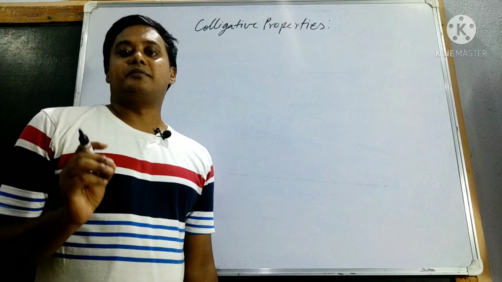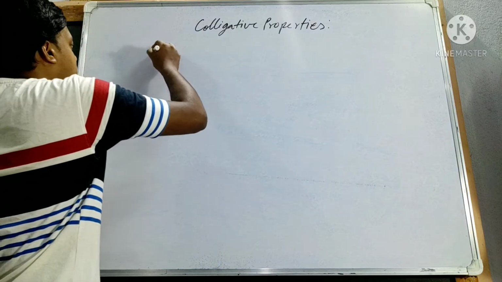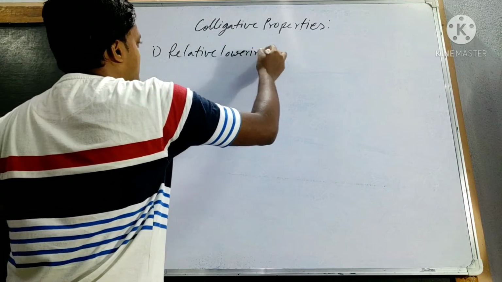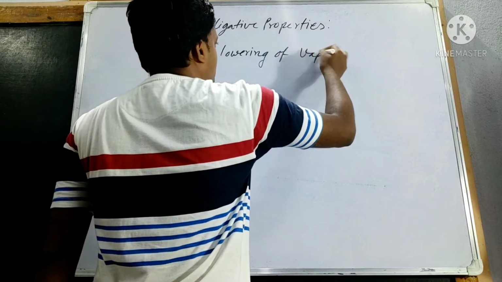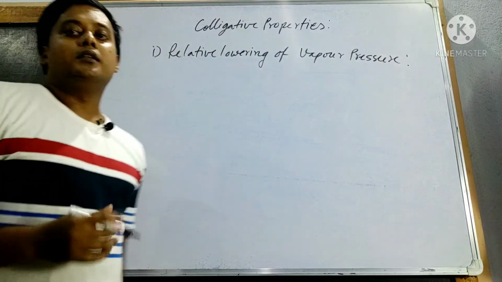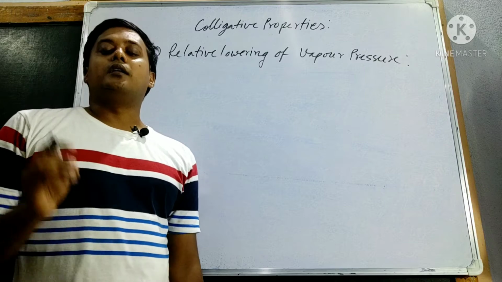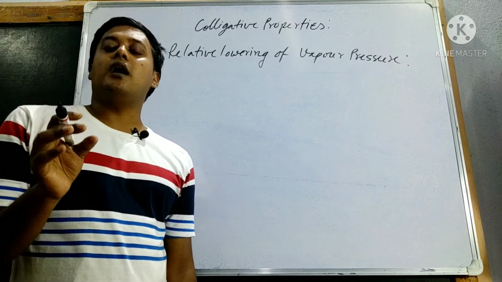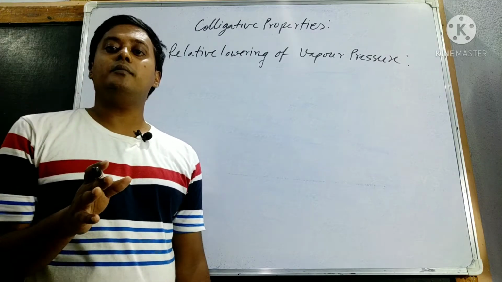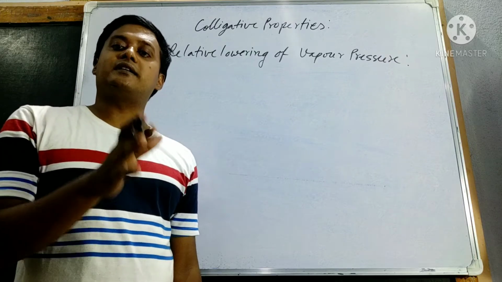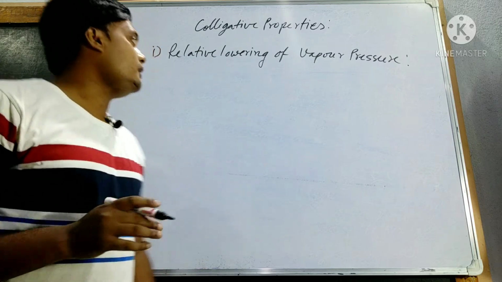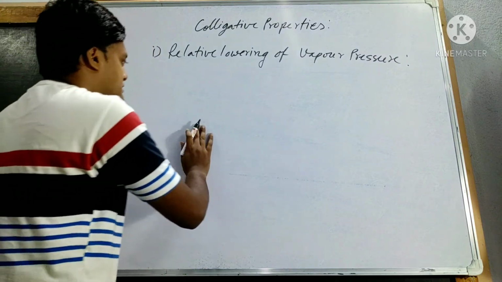Relative lowering of vapor pressure. Now first you have to learn what vapor pressure is. When a liquid and its vapor are in equilibrium, the pressure exerted by that vapor over the liquid is called vapor pressure.